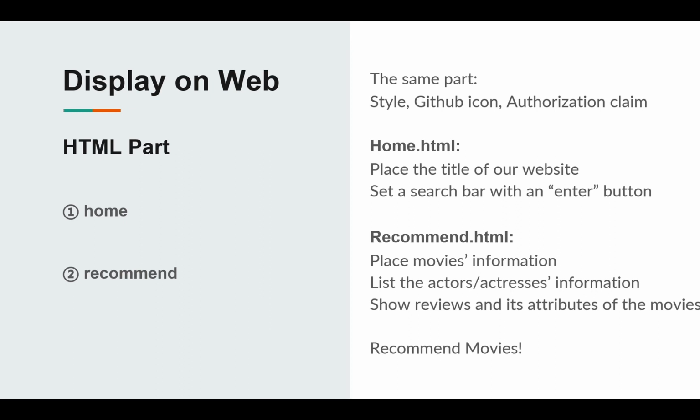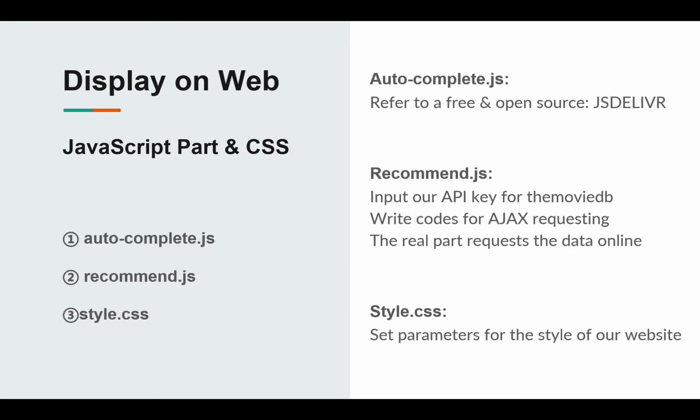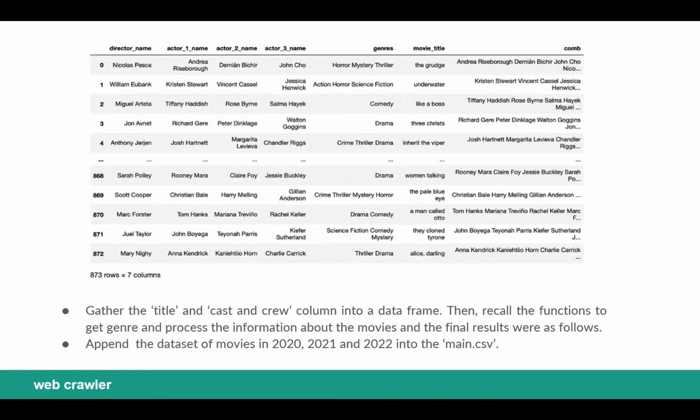One thing to mention is that the information displayed in the recommend page is realized by the JavaScript file. In fact, we set the API of TMDB, and then we can acquire the movie data by AJAX request from the movie database. Then comes the experiment part.